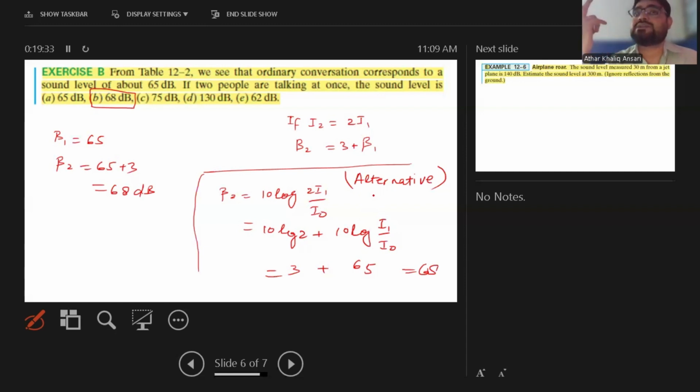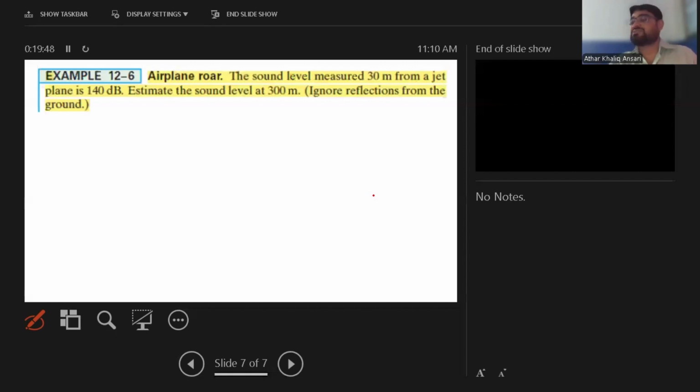Intensity depends upon two factors. If the distance increases, intensity decreases. If amplitude increases, intensity increases. So I would like to repeat this first. What is the relationship of intensity? Intensity of the sound is inversely proportional to the square of the distance.